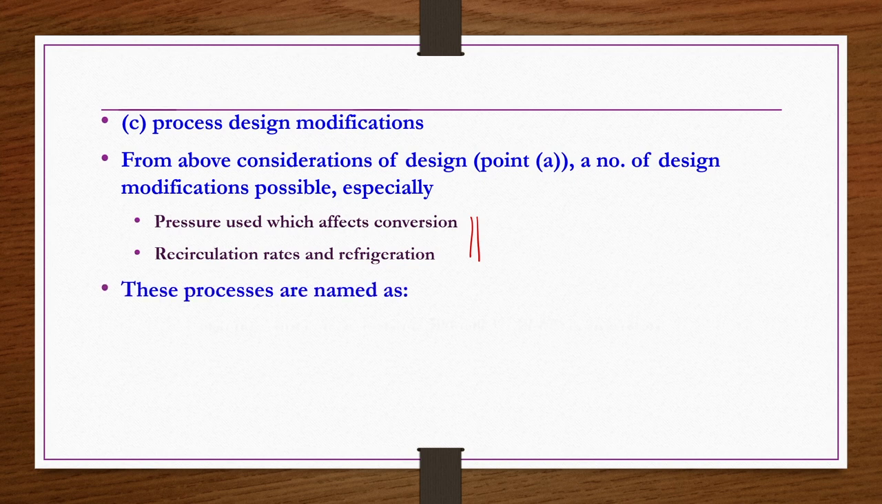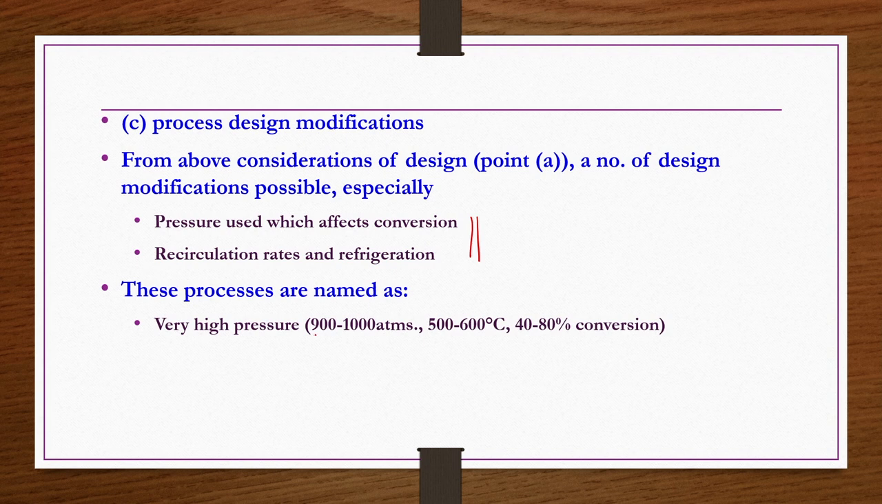These processes are named as high pressure, where 900 to 1000 atmospheric pressure is maintained, temperature is around 500 to 600 degrees centigrade, and you can see conversions of 40 to 80%. Now 40 to 80% is a very broad picture, right? But this again depends on the recirculation rates and other factors. If those things are also optimized, then you may have 70 to 80% conversion, because such high pressures are very good for higher equilibrium yield.